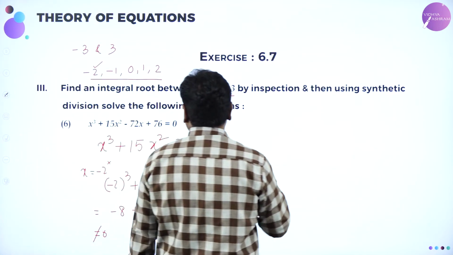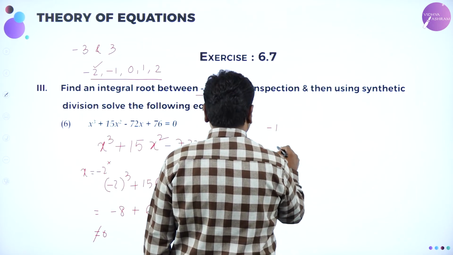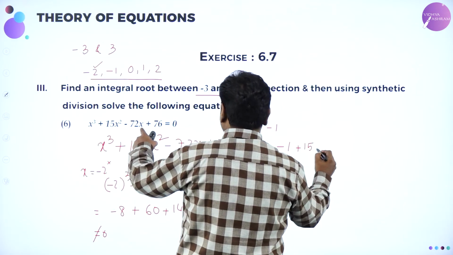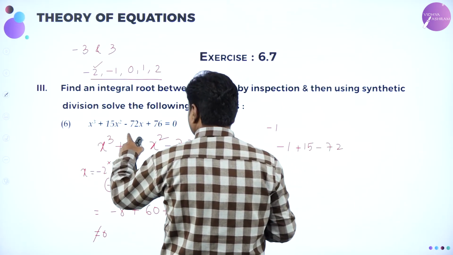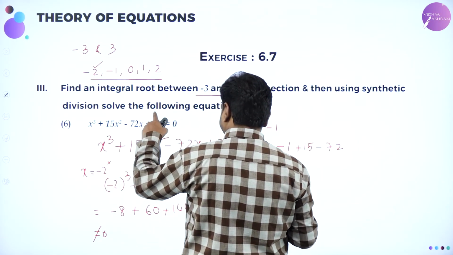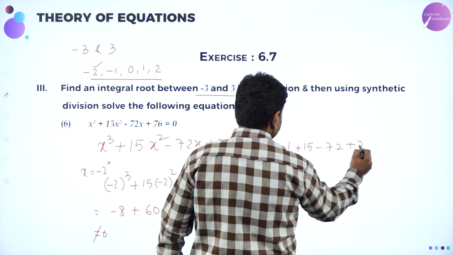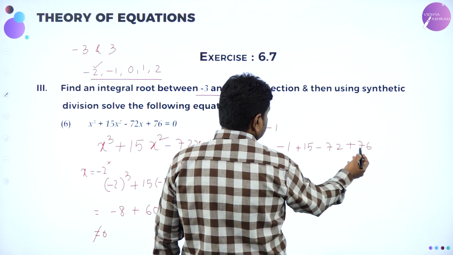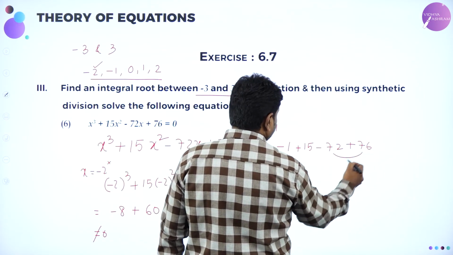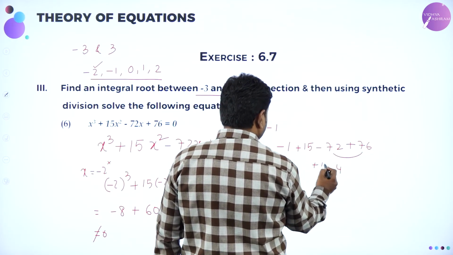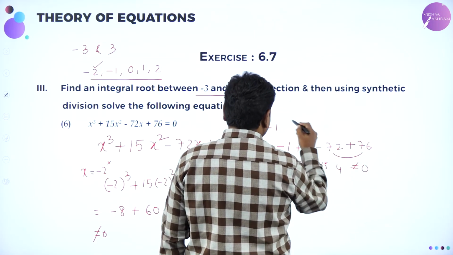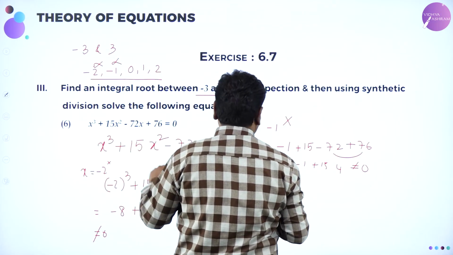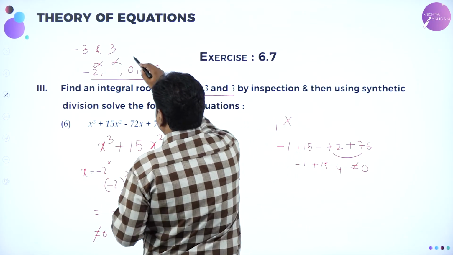So trial another root, minus 1, you try. Minus 1 cube is minus 1, and it will become plus 15 and minus 72, and then we have plus 76. So does it give 0? 15 minus 76 minus 72 gives you these two things. 4 plus 15 minus 1 is also not 0. Minus 1 also fails. So this failed and this failed. 0, if it is 0, no, it will not. 0 also fails if you substitute.